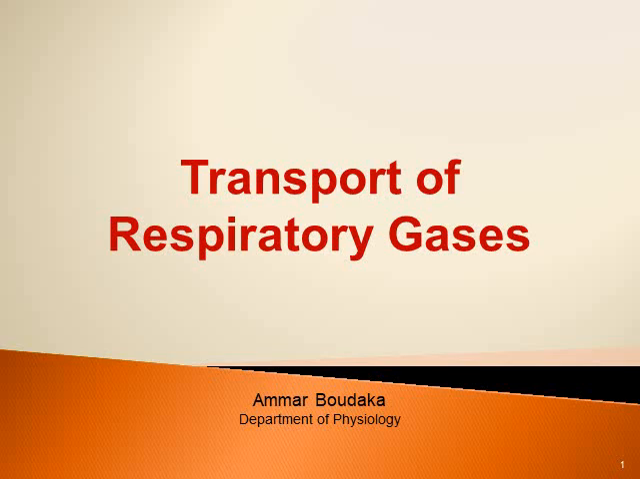Today we'll talk about the transport of respiratory gases in the blood. By respiratory gases we mean oxygen, transported from the lungs to the tissues, and carbon dioxide, transported from the peripheral tissues back to the lung. We'll see the forms of transport and different factors that affect the transport of gases in the blood.